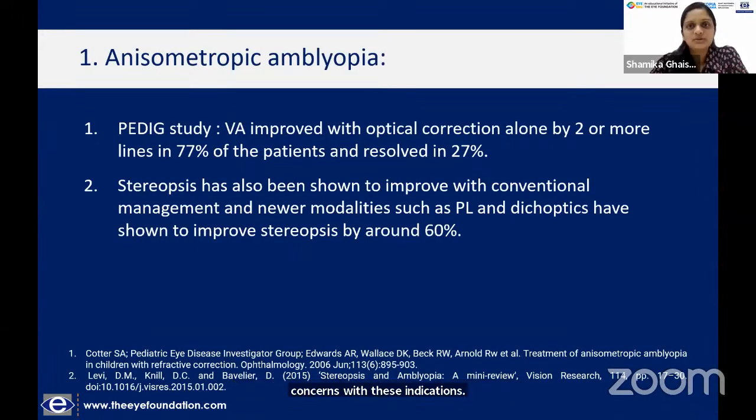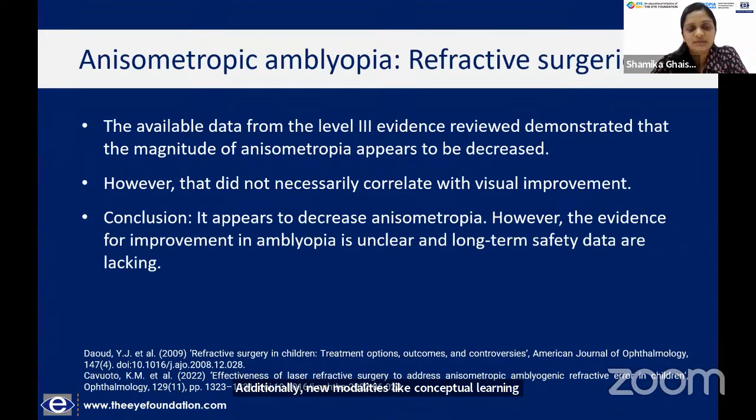Starting with anisometropic amblyopia, there is no dearth of literature about the very favorable outcomes of anisometropic amblyopia, both in terms of visual acuity and stereopsis with conventional management. Additionally, newer modalities like perceptual learning and dichoptics are further promising in this regard.